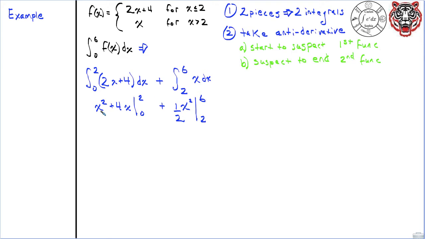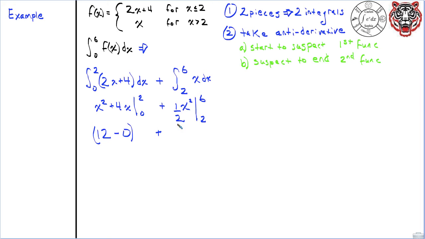Subbing in 2, 2 squared is 4, plus 4 times 2, so it's 4 plus 8. 4 plus 8 is 12. 12 minus, subbing in 0, I get 0. Perfect. So that was our first part.